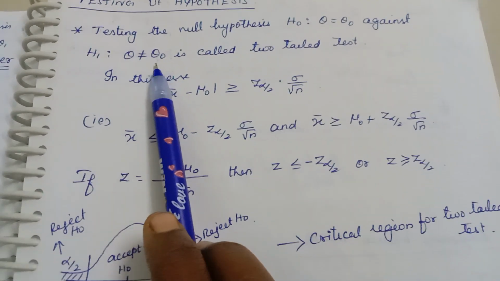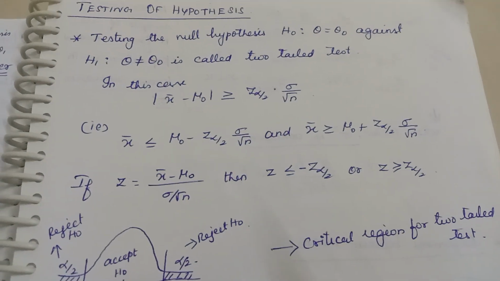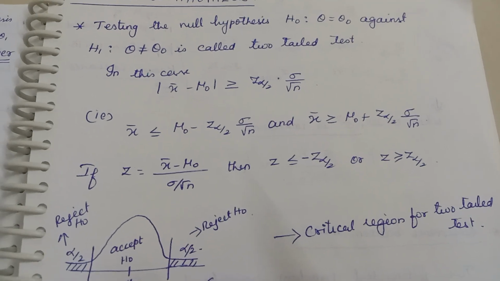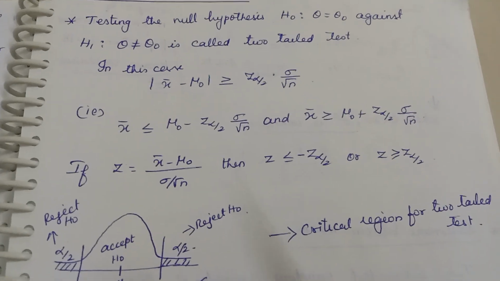Now see, testing of hypothesis: H naught, the null hypothesis, theta equal to theta 1, and the alternate hypothesis is theta not equal to theta 1. This is called a two-tailed test. See, the null hypothesis says there is no difference between theta and theta naught. And if you take the alternate hypothesis as theta not equal to theta naught, it is called a two-tailed test.